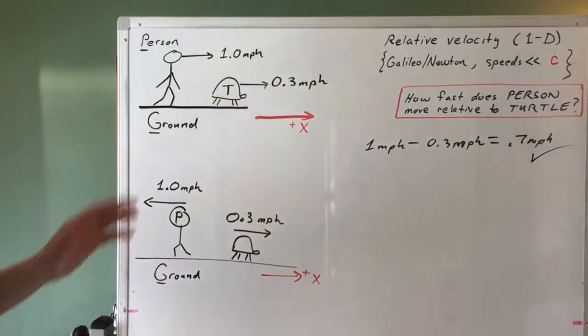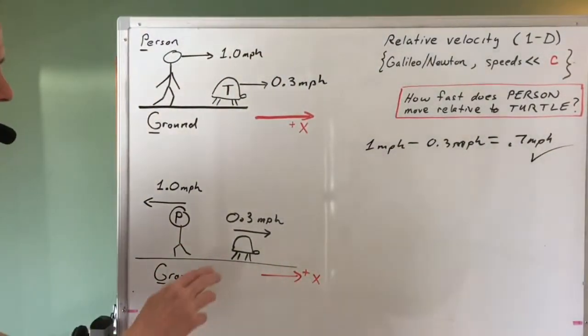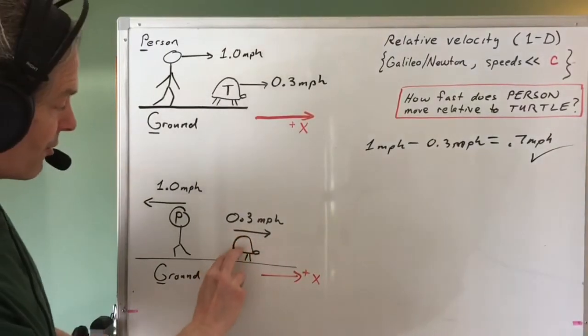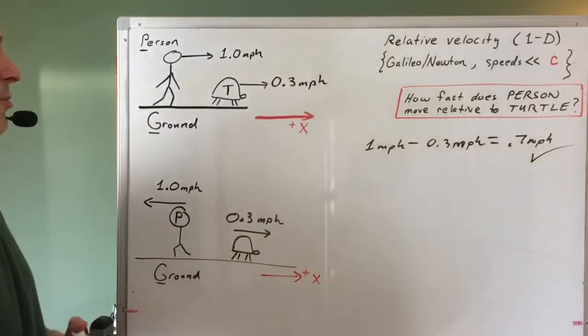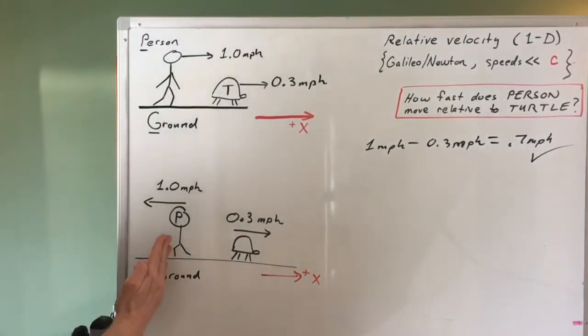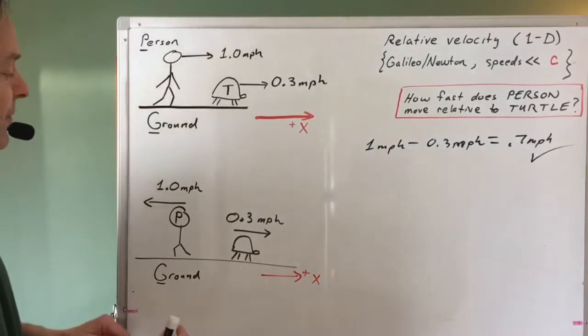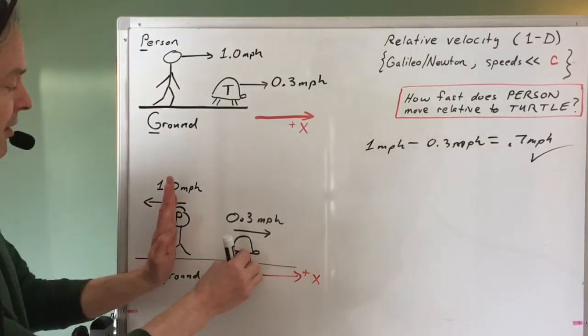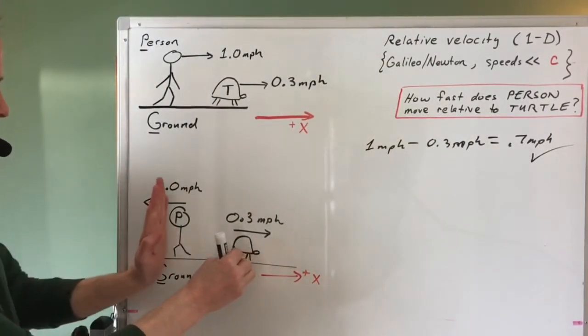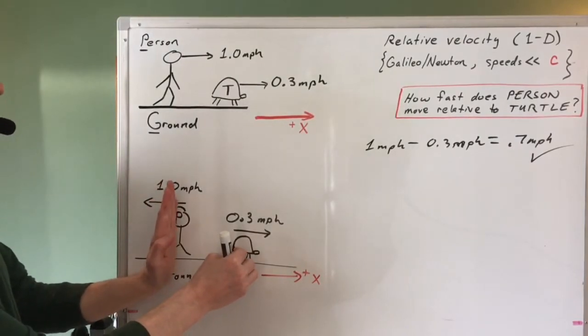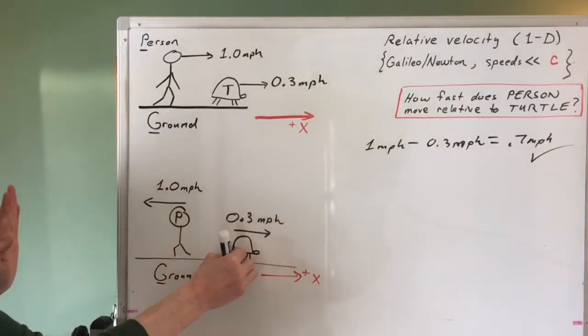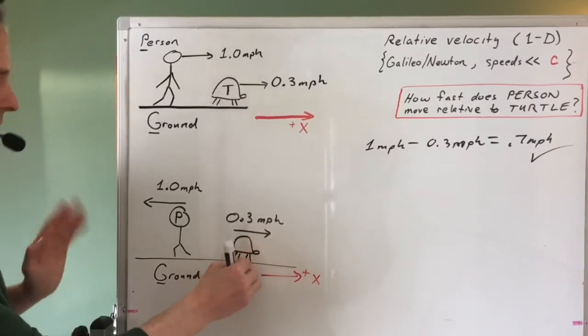All right, let's check another example. Let's imagine instead, still we have a turtle moving to the right at 0.3 miles per hour relative to the ground, but the person is moving to the left at 1 mile per hour relative to the ground. So they're moving to the left instead of to the right. Now, if the turtle were stationary and the person were moving to the left, the separation between the person and the turtle would increase at 1 mile per hour, at that rate.